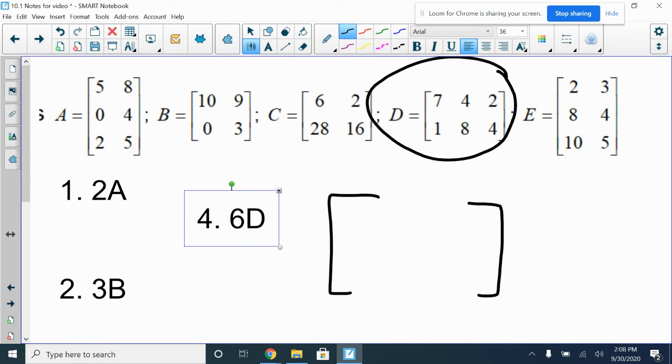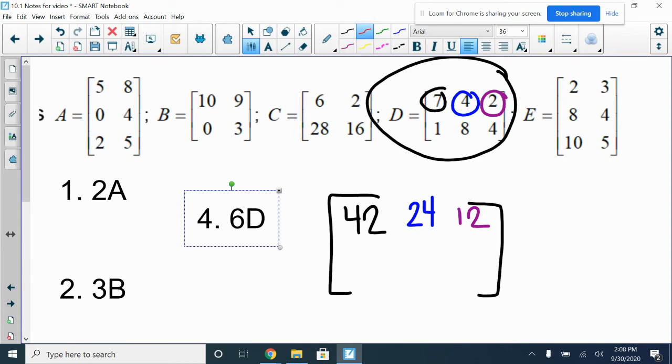So I'm going to take my 7 in my first row, first column, and I'm going to multiply it by 6, and 6 times 7 is 42. So my answer is going to stay in that first row, first column. I'm going to take my 6 and I'm going to multiply it by my 4, which is in that first row, second column. So 6 times 4 is going to give me 24. And my answer is going to stay in that first row, second column. I am going to take my 6 and I'm going to multiply it by the 2. And I know 6 times 2 is 12, and that answer is going to stay in that first row, third column.